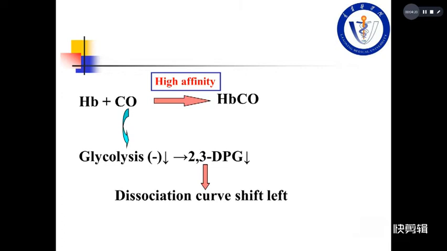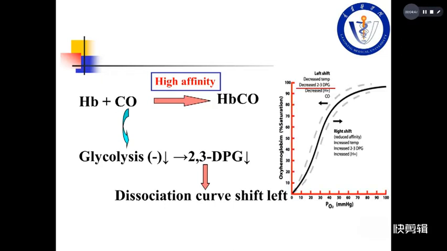Affinity of hemoglobin for oxygen increases. So in the tissue capillary blood, oxyhemoglobin liberates oxygen with difficulty, so oxygen movement into the tissue cells decreases, and hypoxia occurs.